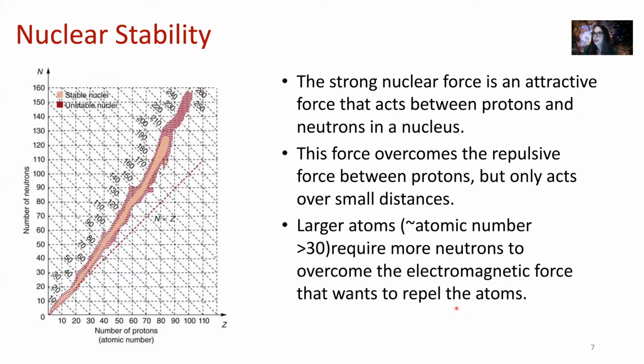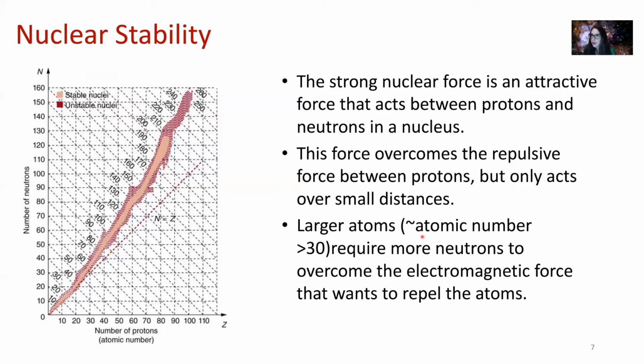The strong nuclear force is an attractive force that acts between protons and neutrons in the nucleus. This force overcomes the repulsive force between protons, but it only acts over small distances. We've talked about the electrostatic force, our Coulomb's law equation. The protons are going to want to repel each other. Coulomb's law acts over longer distances. The strong nuclear force only acts over short distances, on the size of a nucleus.